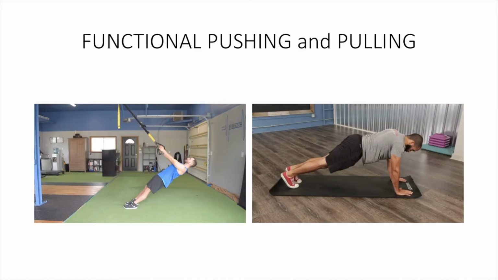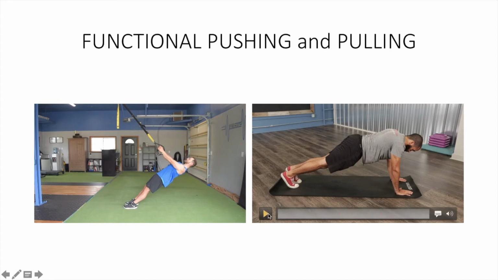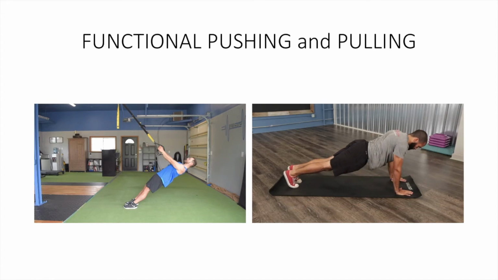Some examples of functional pushing and pulling would be a TRX row for a pull. That's what that one looks like, but we're focusing on this area here, working those shoulder blades, and then a push-up, of course. But we would progress you up to a push-up. There's a lot of things that have to happen before you can do the TRX row or the push-up.